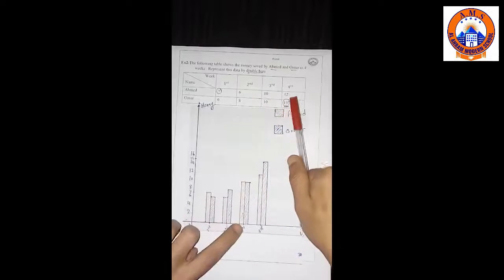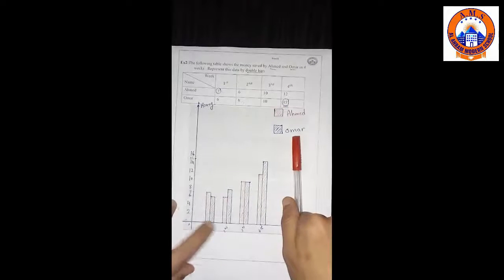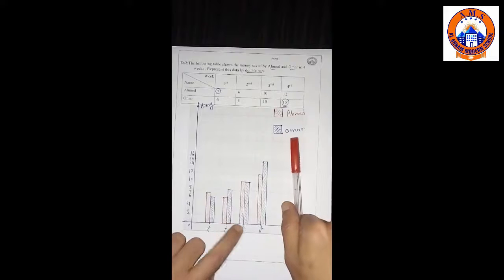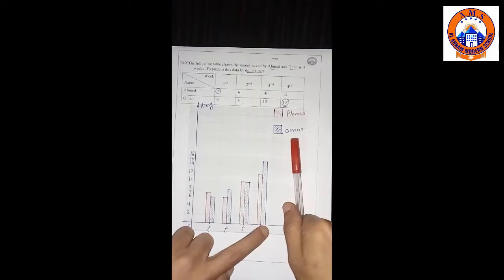I finished my bar line, double bar line. So each bar colored with red shows the numbers of Ahmed, like this. We have 7, then 6, then 10, then 12. And each bar colored with blue shows the readings of Omar. We have 6 and 8 and 10 and 15.